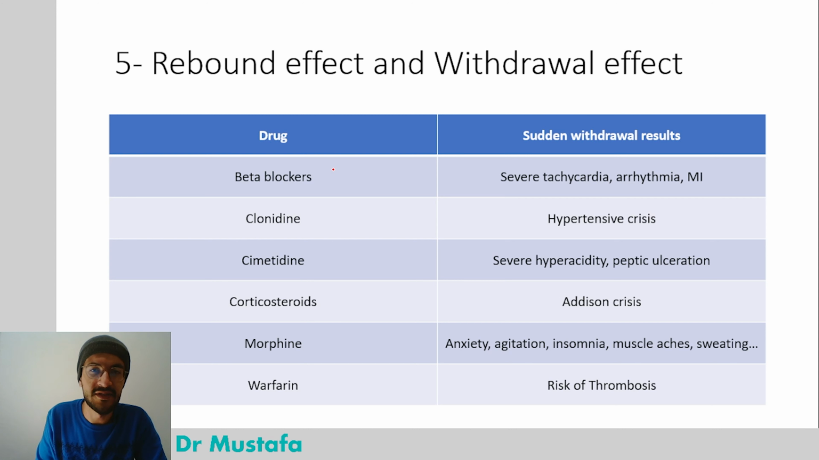So here we have some drugs that cause rebound effect after stopping them. We have the beta blocker. When there is sudden withdrawal of the beta blockers, we have severe tachycardia, arrhythmia, and even myocardial infarction might occur. Clonidine, an anti-hypertensive drug, we would get hypertensive crisis. Cimetidine, on the other hand, is an anti-acid, so we would get severe hyperacidity and even might get peptic ulceration. Corticosteroids, we would get Addison crisis. Morphine, we would get anxiety, agitation, insomnia, muscle aches, sweating, and even more symptoms after we withdraw the morphine. If we withdraw warfarin, we will get risk of thrombosis.